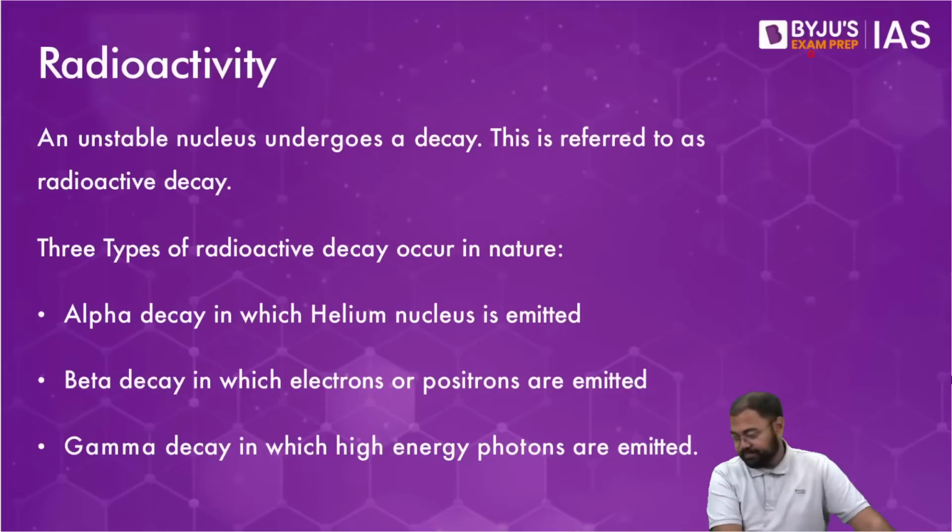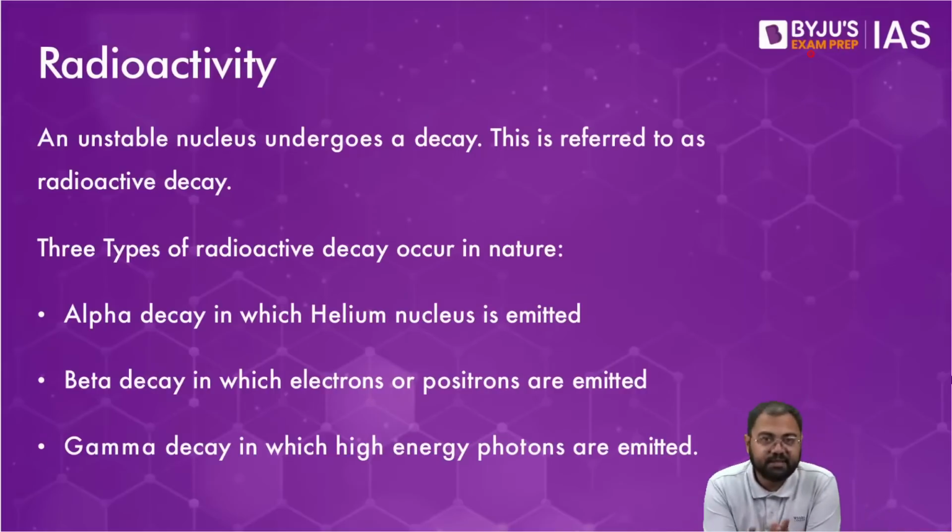Right, so let's move on. What we discussed is that there are three ways in which we can get this huge amount of nuclear energy. Either we get it through radioactivity, or through nuclear fission, or through nuclear fusion. We'll try to understand all these three one by one. First is radioactivity. Any unstable nucleus undergoes a decay, and this is referred to as radioactive decay.